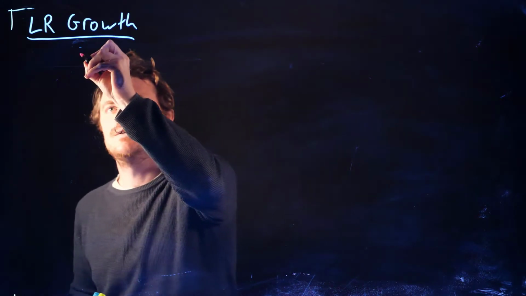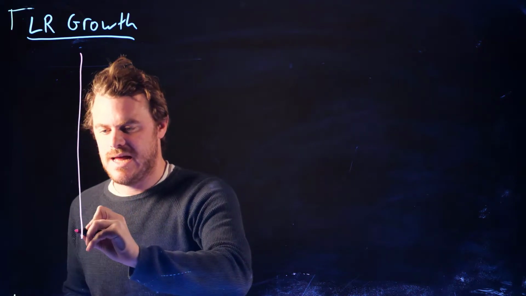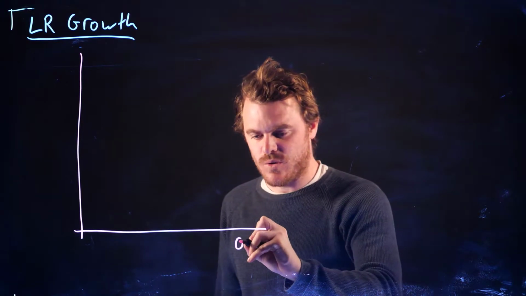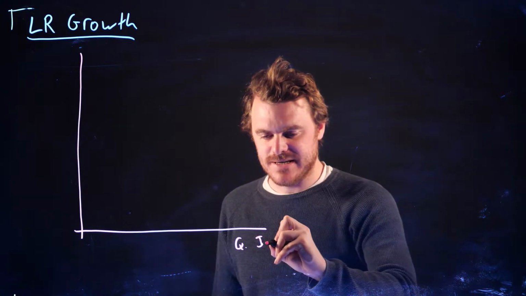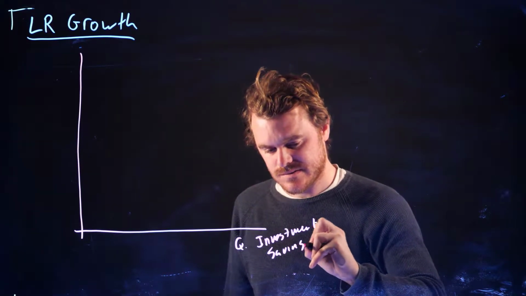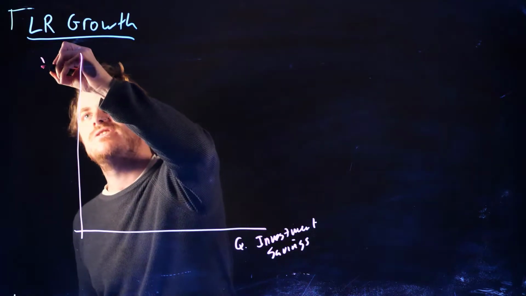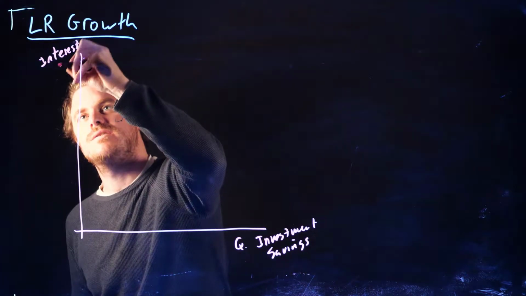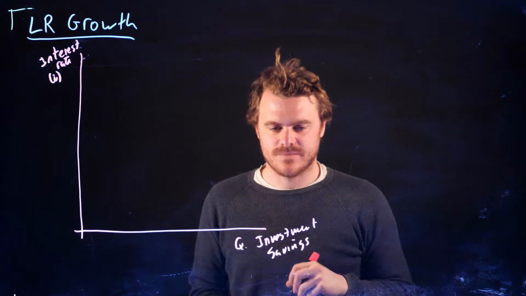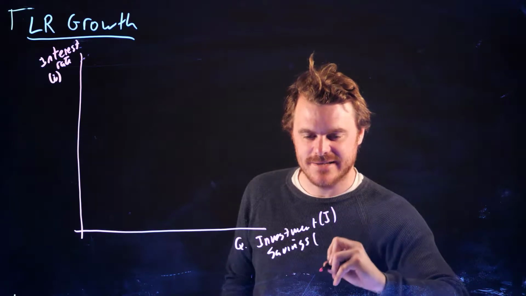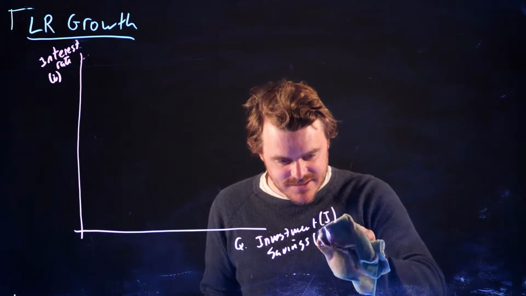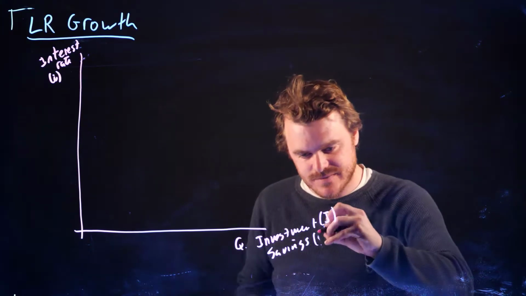All right, so let's graphically take a look at this market for loanable funds. Let's have the quantity of investment and savings on this axis. We're going to have the interest rate on this one, and we're going to label it lowercase i. Remember, investment is capital I and savings is S. Well, actually, savings is going to be NS for national savings.